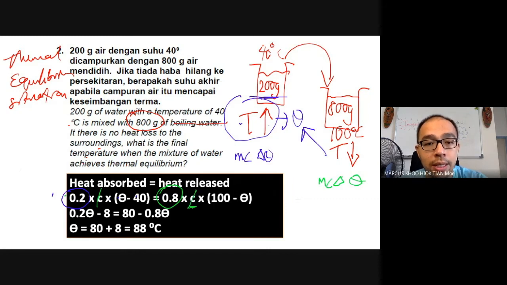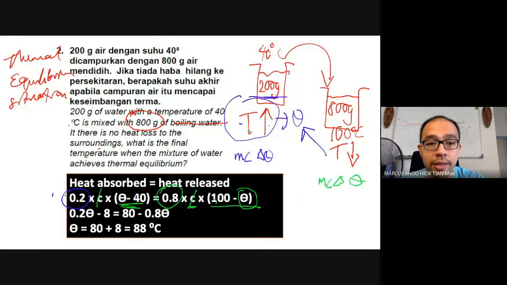The question is, why is this 100 minus theta? Because originally it's 100 and it cools down. Since it cools down, it's going to cool down to a smaller temperature, smaller than 100. So this order is very important. This is theta minus 40 because this one is a temperature increase. This one is 100 minus theta, because this is a temperature decrease.